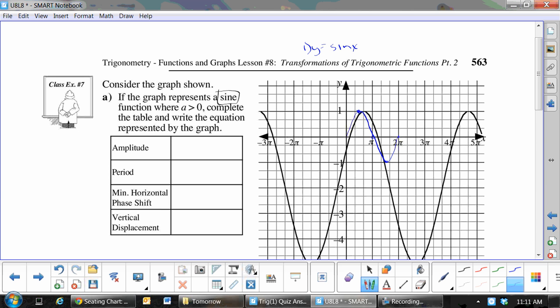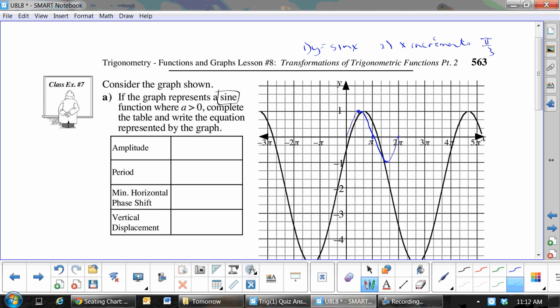The second thing was my x increments. Okay, what is each one of them? Pi over 3. So if you count 1, 2, 3, you should be on pi, which is 3 pi over 3. 4, 5, 6 over 3, 7 over 3, 8 over 3, 9 over 3, 10 over 3. Okay, that's how you're going to do these.